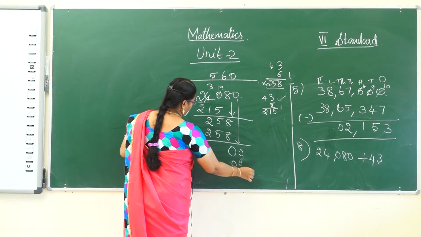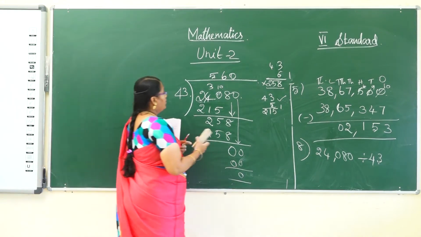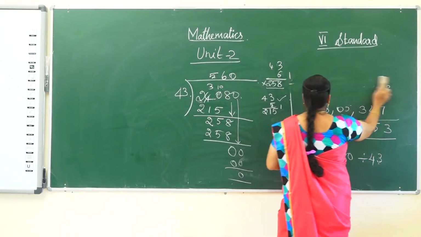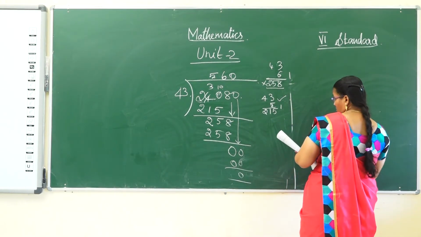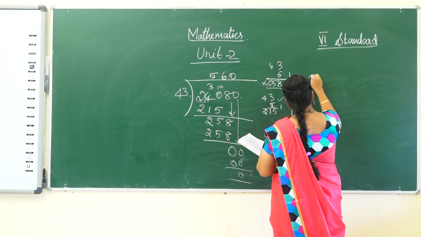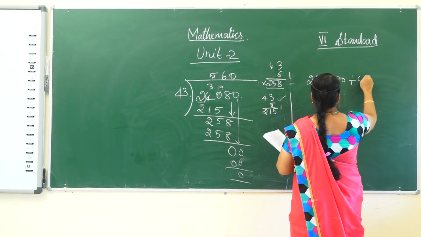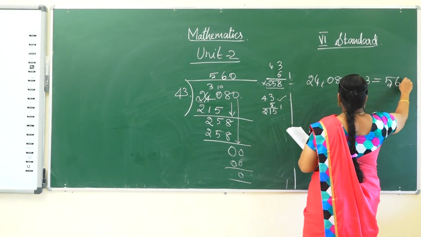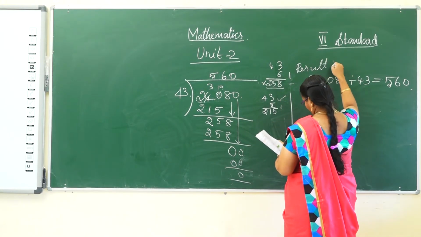So the quotient is 560 and the remainder will be 0. So the division of 24,080 divided by 43 is equal to 560.